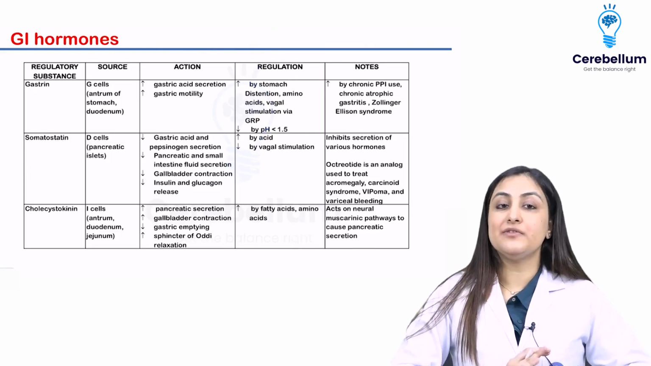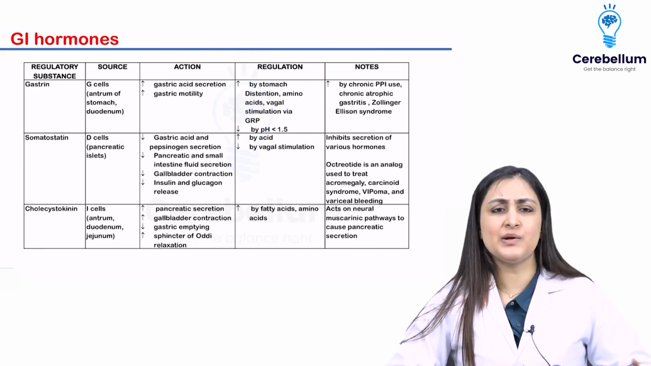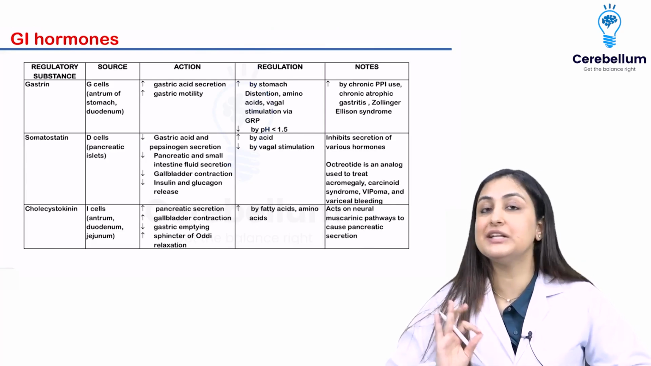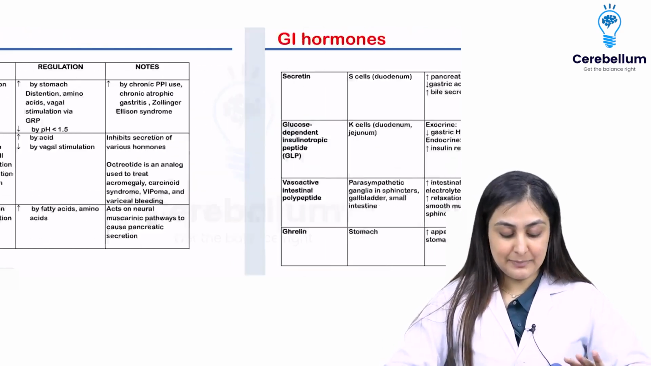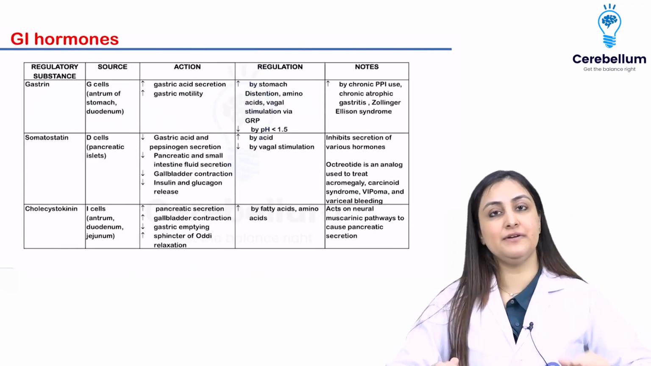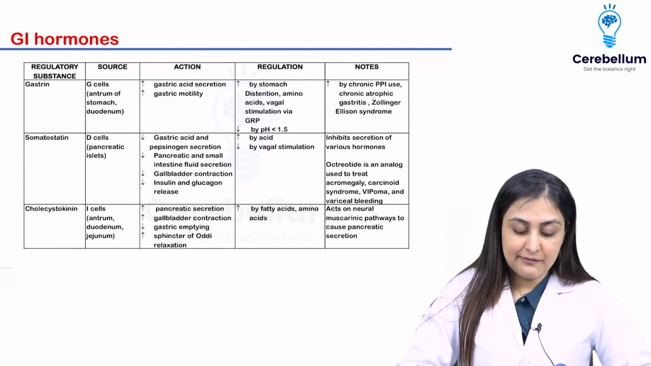Now let's talk about the various GI hormones. You usually get one question from this, usually indirect. So need not memorize everything. I'll just tell you the salient points here. So there are basically 7 main hormones that we're going to talk about. Motilin we have already seen. Okay. Now we have gastrin.